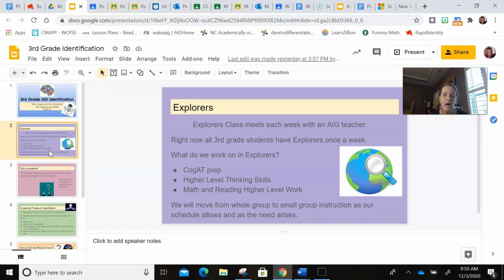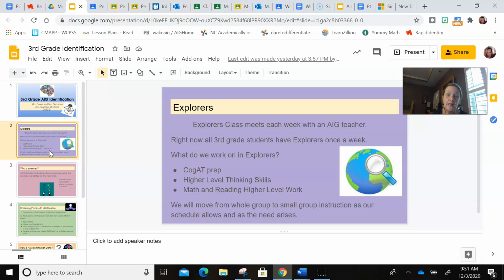This slide is all about Explorers. And Explorers is worked into our special schedule here at Green Hope. Your child will either have Ms. Goodman or myself 30 minutes per week.